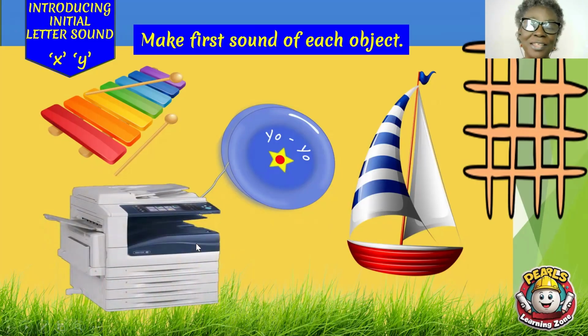That's good. And this is the final one. Who remembered what this is? Yes, it's a photocopying machine. Yes, but what is the name? You can't remember what this is. This is Xerox. Xerox machine. That's the name. And the initial letter sound is X. Again, X. Well done, everyone.